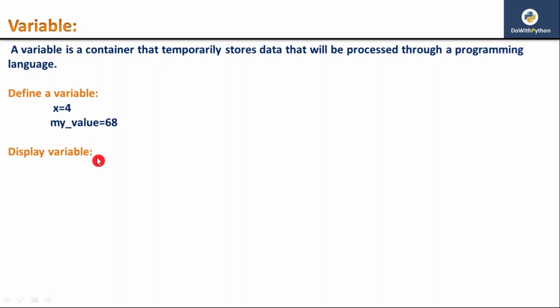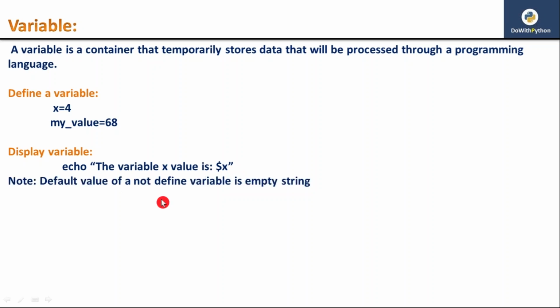Then, in case you want to display that value, you use echo with the variable x. Echo will print whatever is in quotations, except $ followed by a variable name. The $variable will print the value of that variable, and the remaining text will be printed as it is. Let me show this on my command line. Suppose you are trying to display some variable value which is not defined, then what do you get? You will definitely get an empty string, nothing.